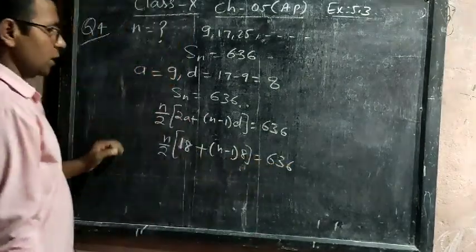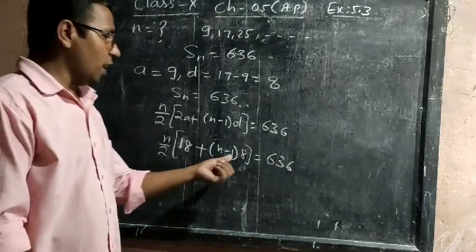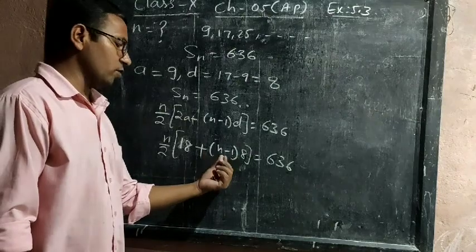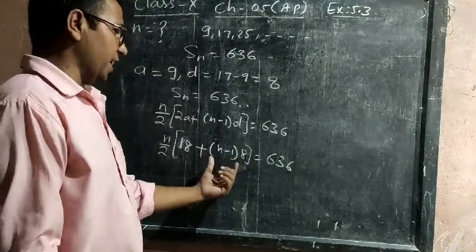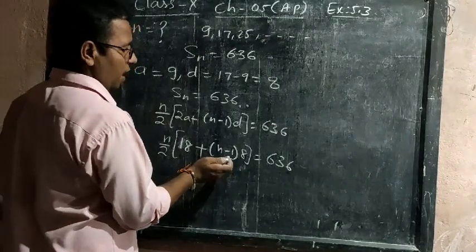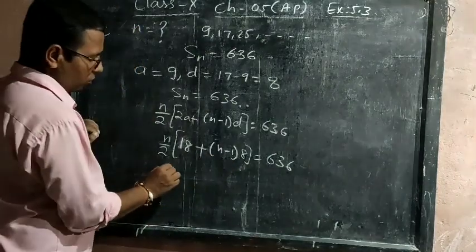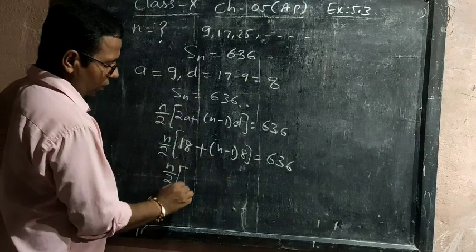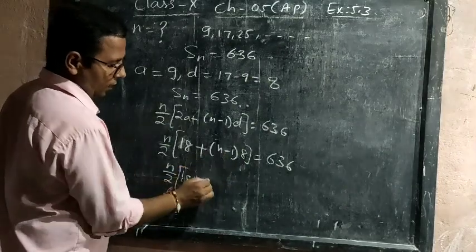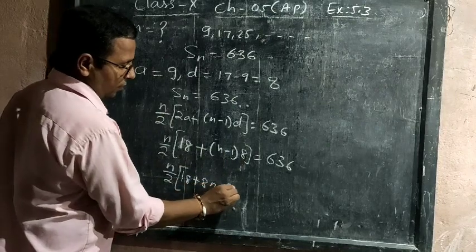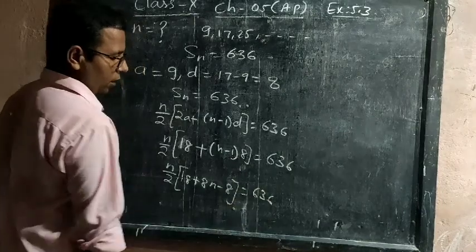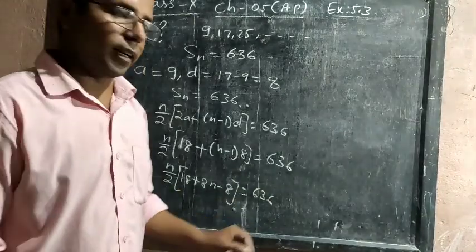So now students, what do we have to do here? We just have to do these multiplications by BODMAS. It says first we have to solve whatever is given in the bracket. So inside the bracket we are getting this one, so we have to solve these portions. So n by 2 [18 plus 8n minus 8, ones are 8] is equal to 636. So now students, 18 minus 8 you will get 10.